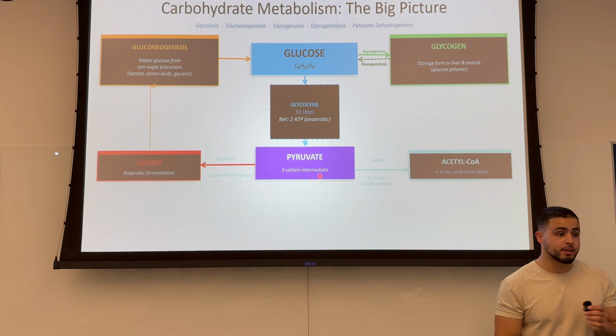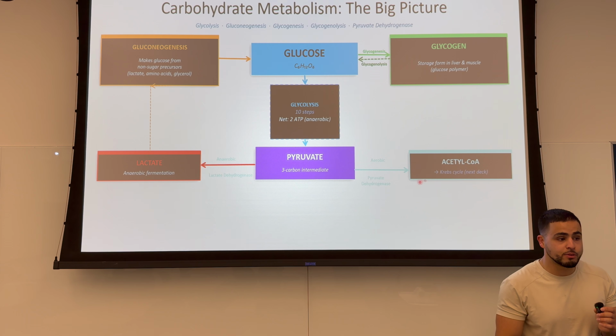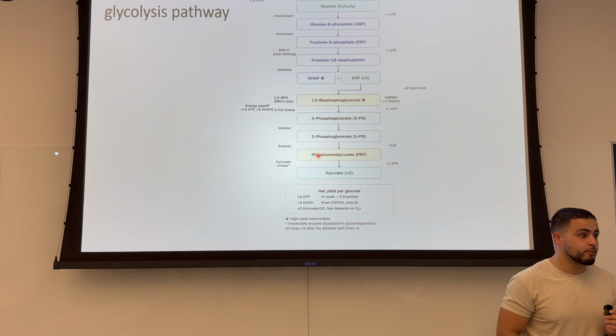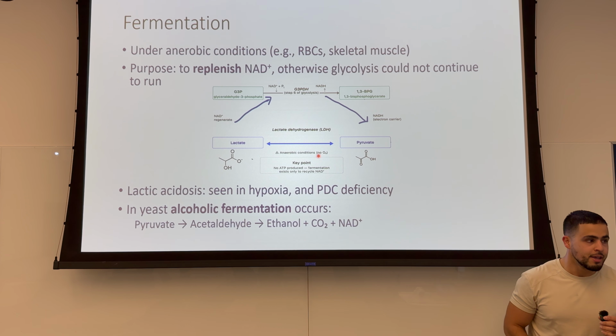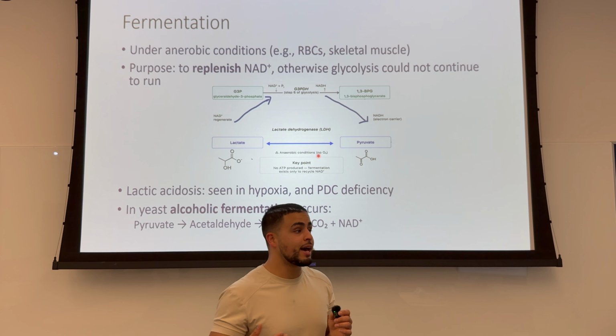If oxygen is present, it'll go down the aerobic metabolism route with the Krebs cycle and the electron transport chain. If oxygen is not present, then you will have anaerobic fermentation, and that is what we're going to talk about over here. Now, it turns out, if glycolysis were to run indefinitely, you will run out of NAD+.